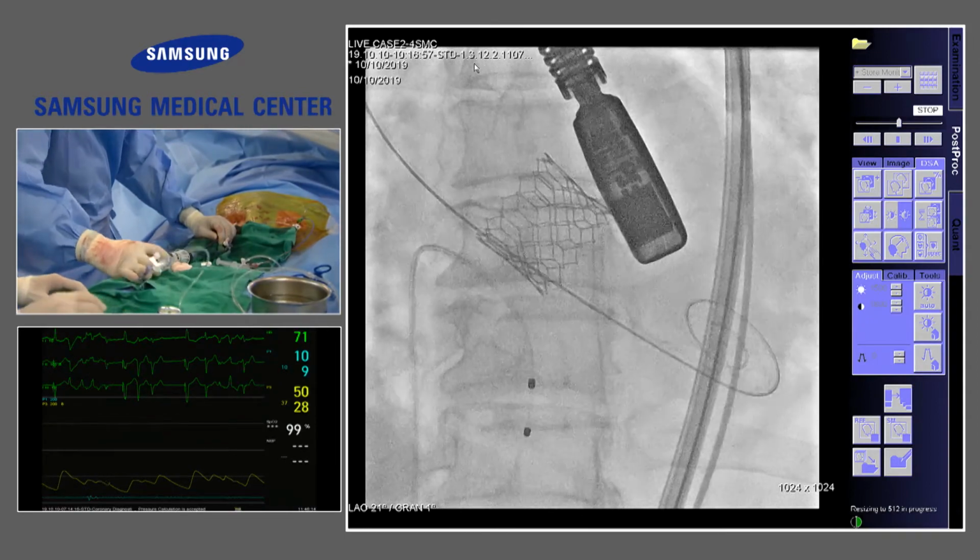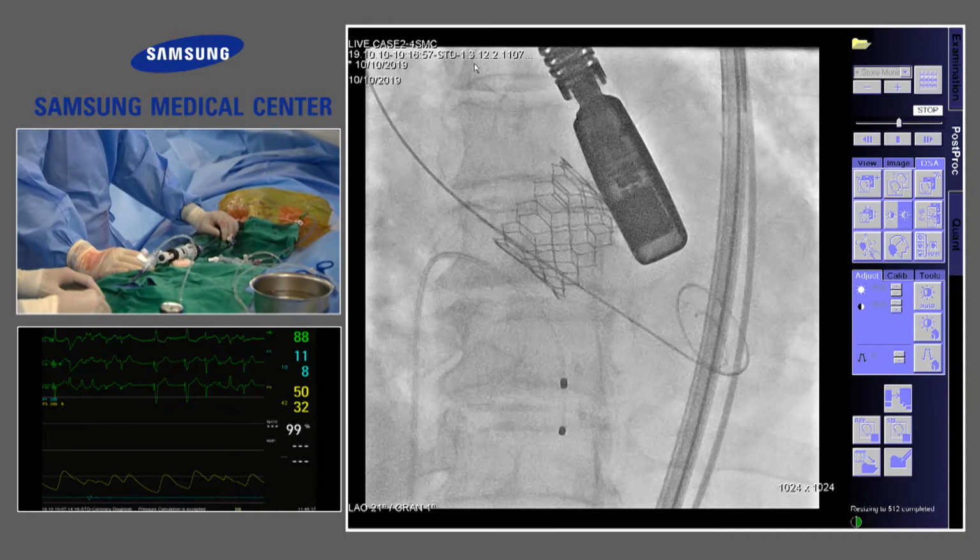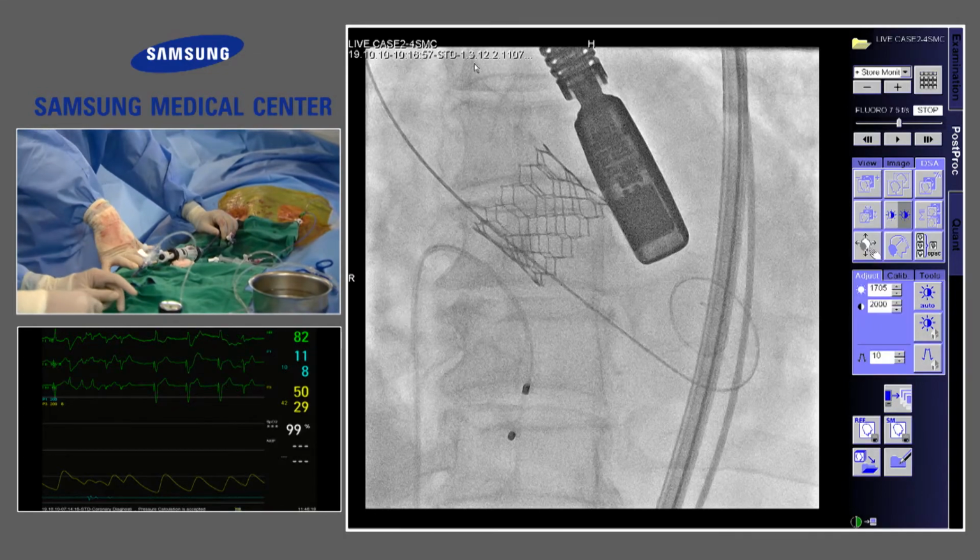Okay. The blood pressure is now 50. It's a little bit slow coming back.